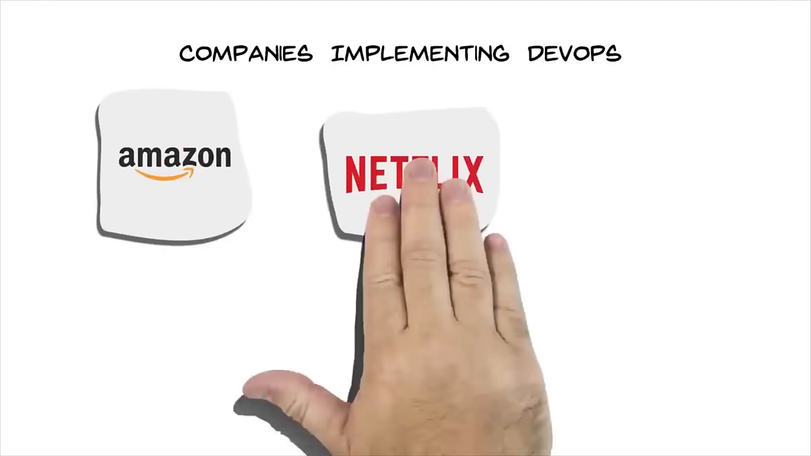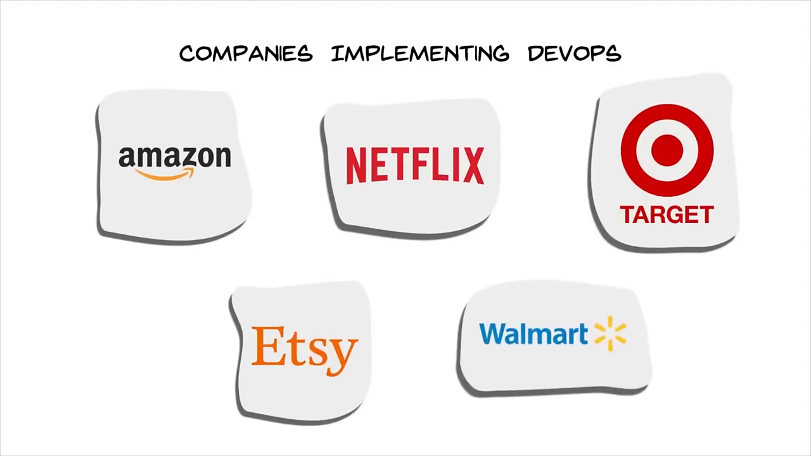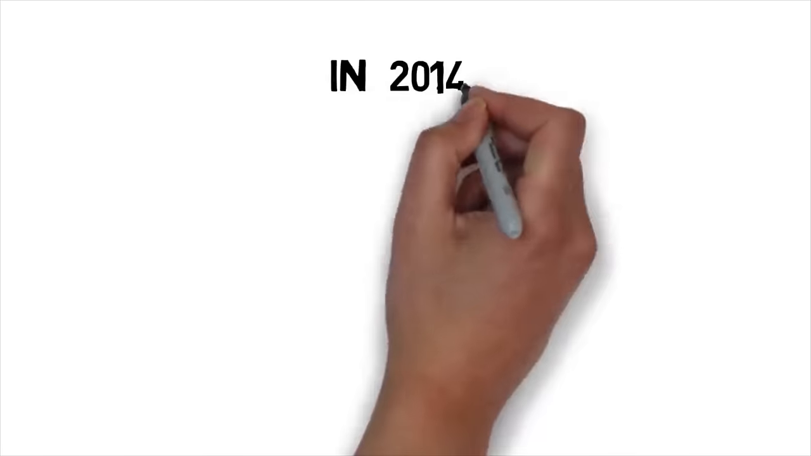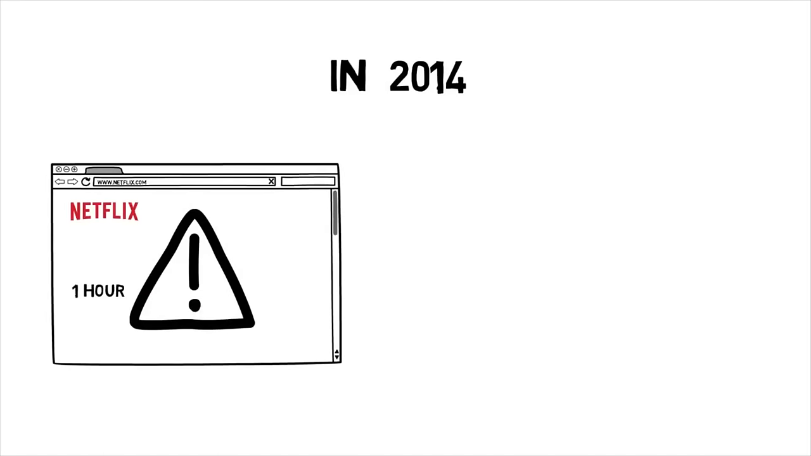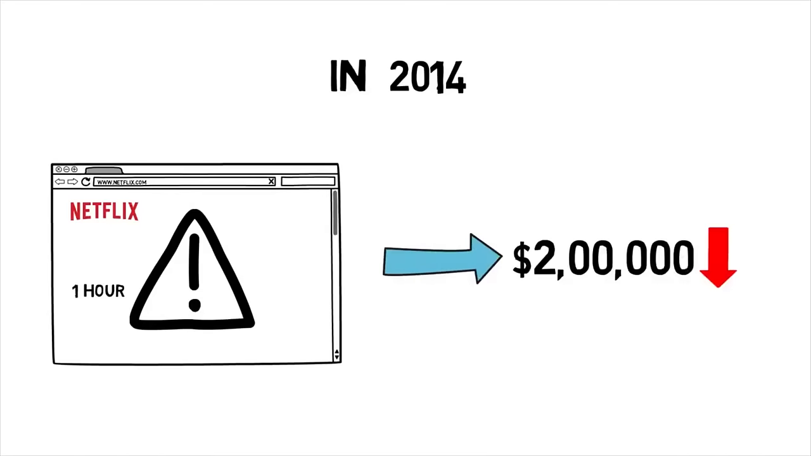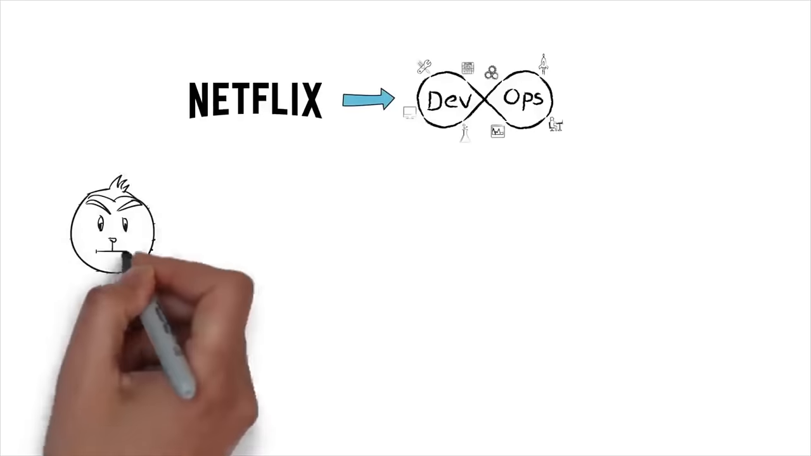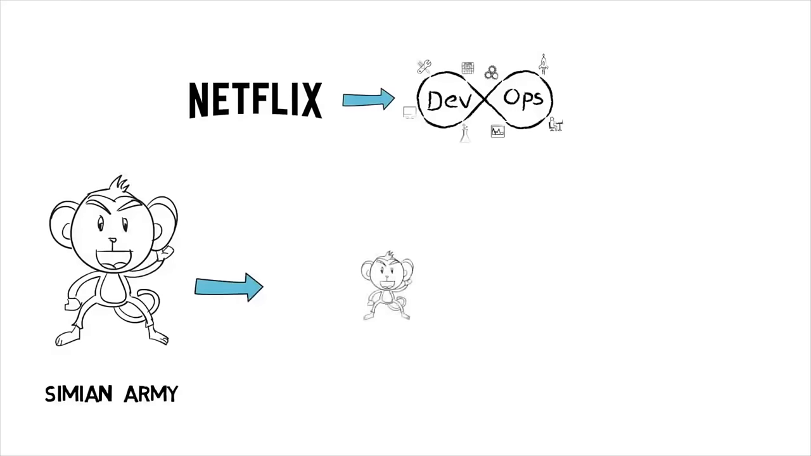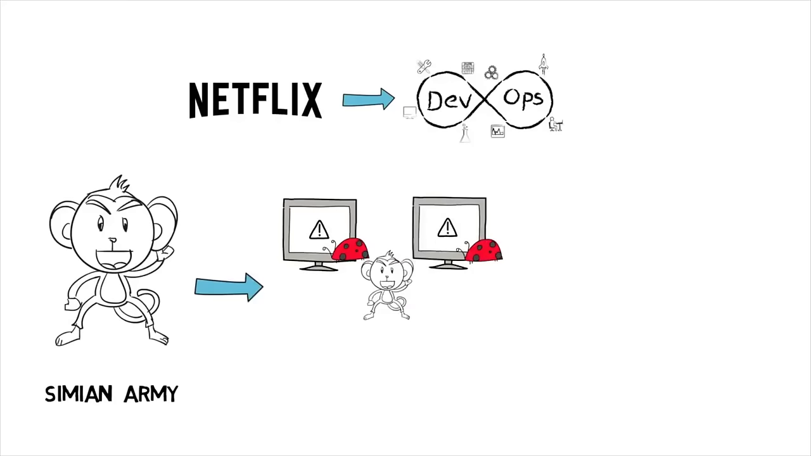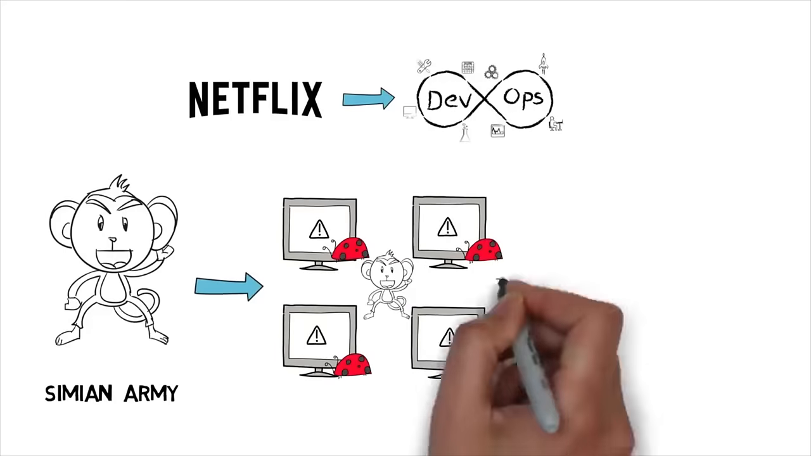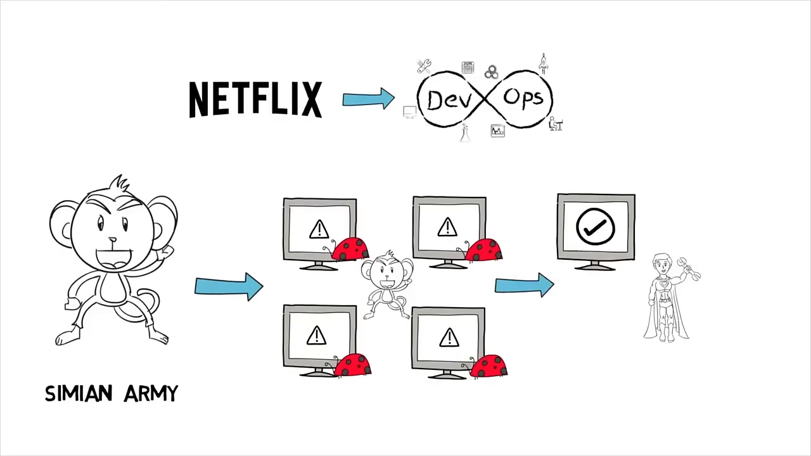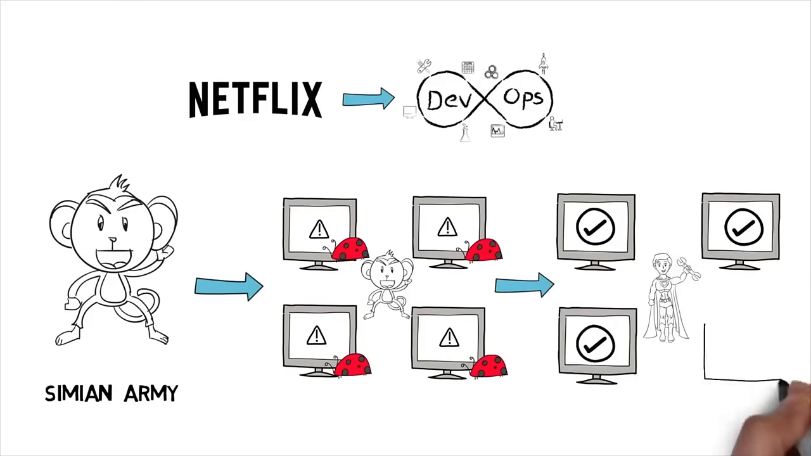Giants such as Amazon, Netflix, Target, Etsy, and Walmart have all adopted DevOps and seen a considerable increase in delivery and quality. In 2014, an hour of downtime for Netflix would cost it $200,000. It became absolutely crucial that Netflix prepared themselves for any sort of failure. And so, they took to the DevOps approach and implemented it in the most unique way. They developed a tool called Simian Army. This tool created failures and automatically deployed them in an environment that did not affect the users. The team would troubleshoot these failures and this gave them enough experience to deal with any degree of collapse.